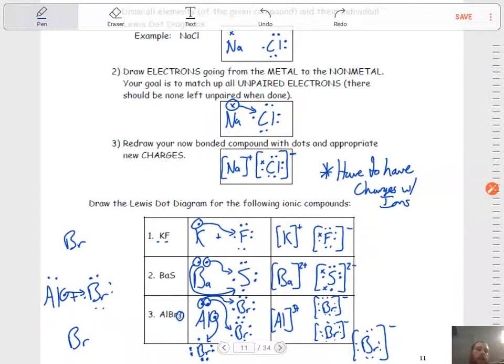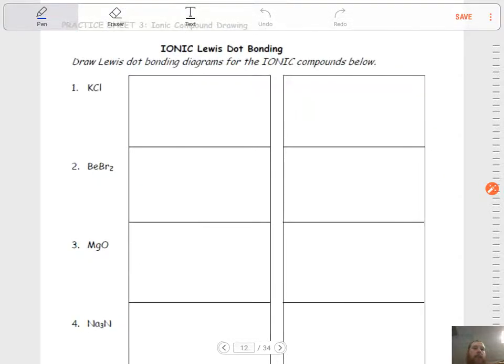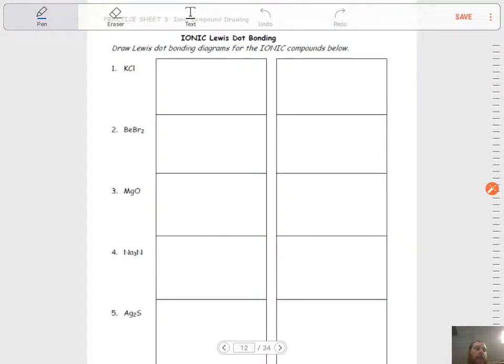So now you guys can go through and practice this practice sheet right here on your own. And when you get ready and you think you have it, call me over and I will grade it for you.